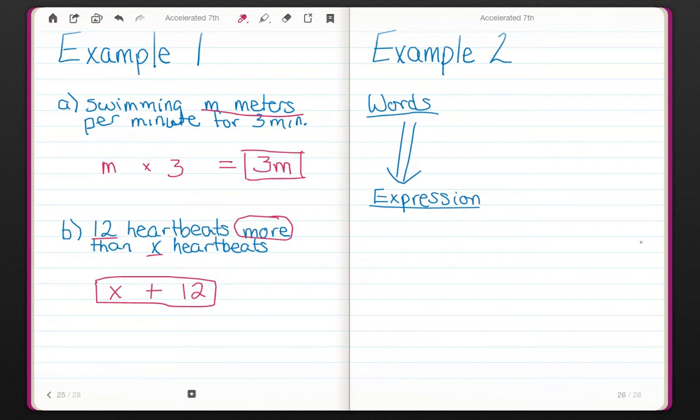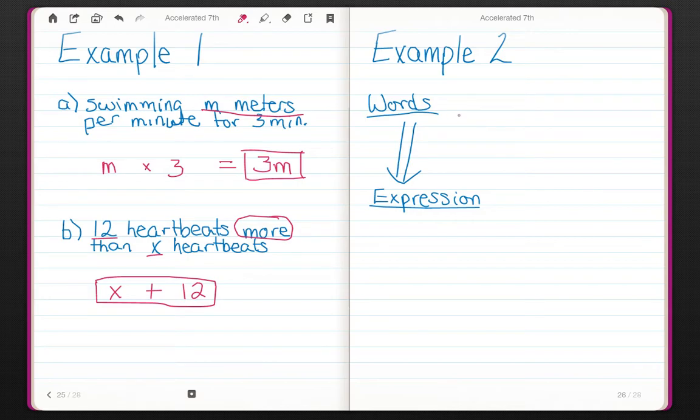Example 2, writing an expression from a word problem. How do I pull out the information that I need? So example 2 says, the environmental club is making posters. The materials for each poster cost $4. Write an algebraic expression for the cost of P posters.